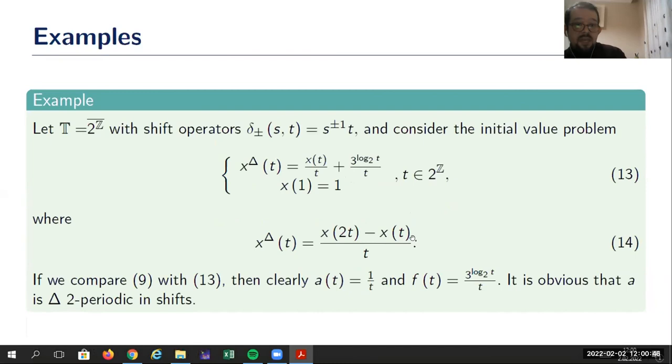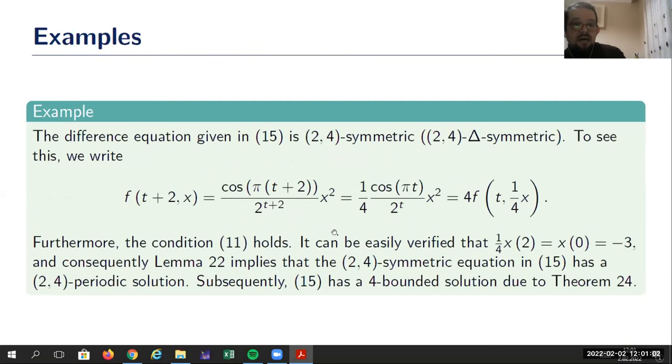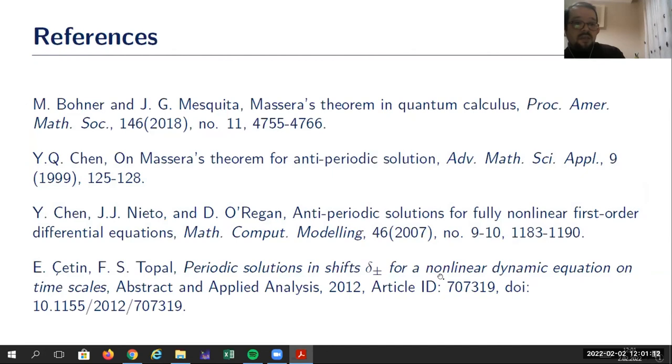And also here I considered a nonlinear dynamic equation and I checked the conditions. All of them are satisfied. We have T lambda symmetry there. And after that, we obtain T lambda periodic solution of the nonlinear dynamic equation. And according to the Massera theorem, we deduce that this is bounded. I'm so sorry, maybe I exceeded my time.